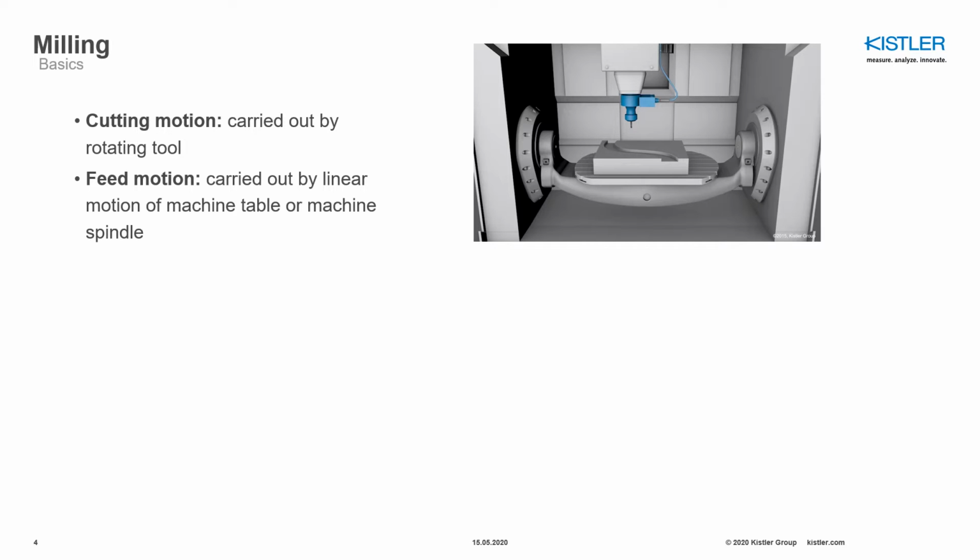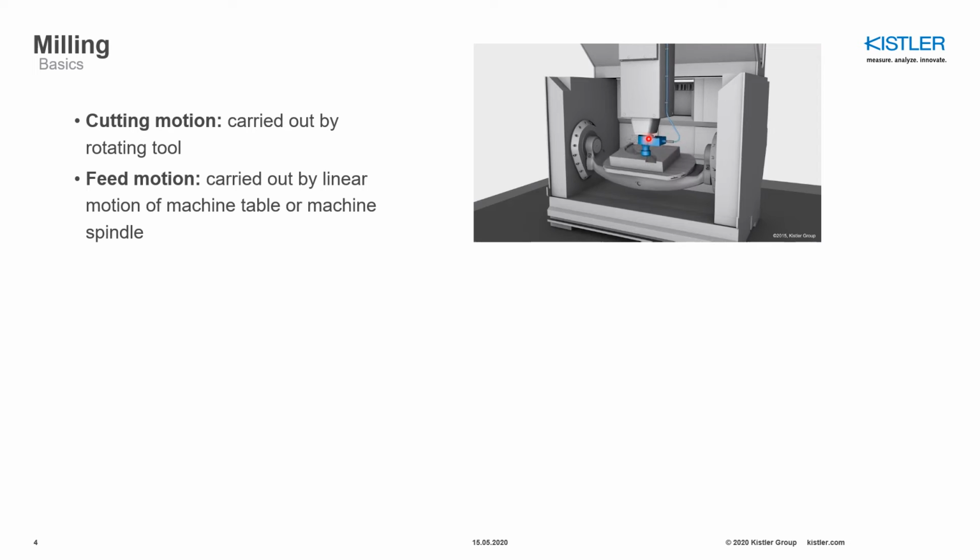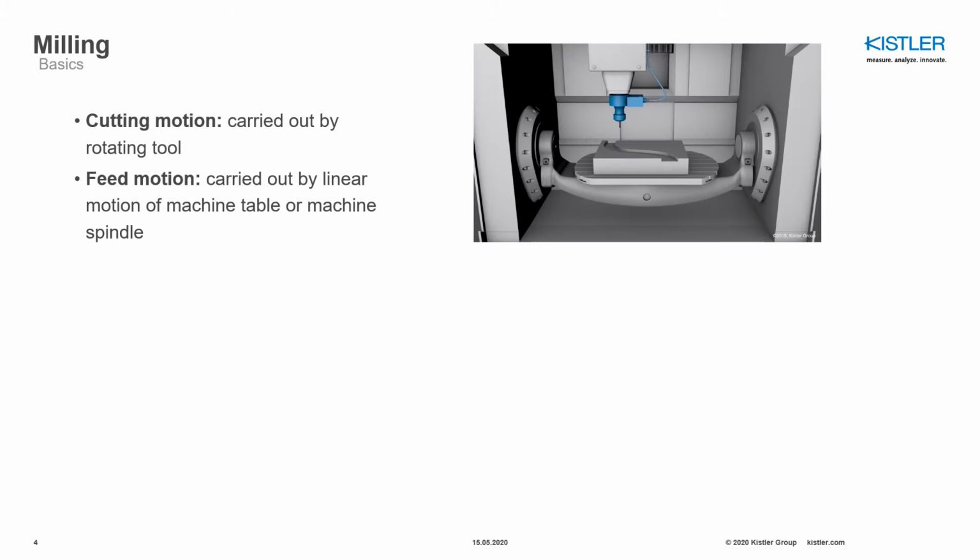Milling is, as you know, a highly dynamic process. The cutting motion is carried out by the rotating tool, as you will see in the video soon. And the feed motion is carried out by the linear motion of the machine table or machine spindle. As you can see here, you have the cutting motion carried out by the tool itself, and the feed motion is carried out by the linear motion of the machine table and the spindle.